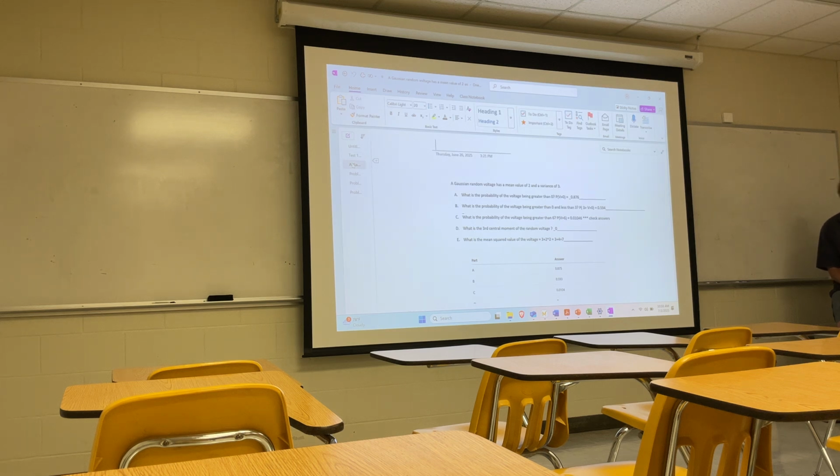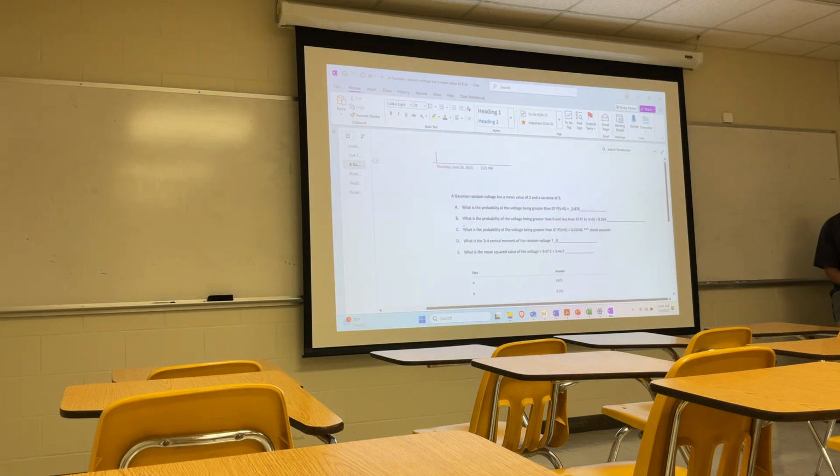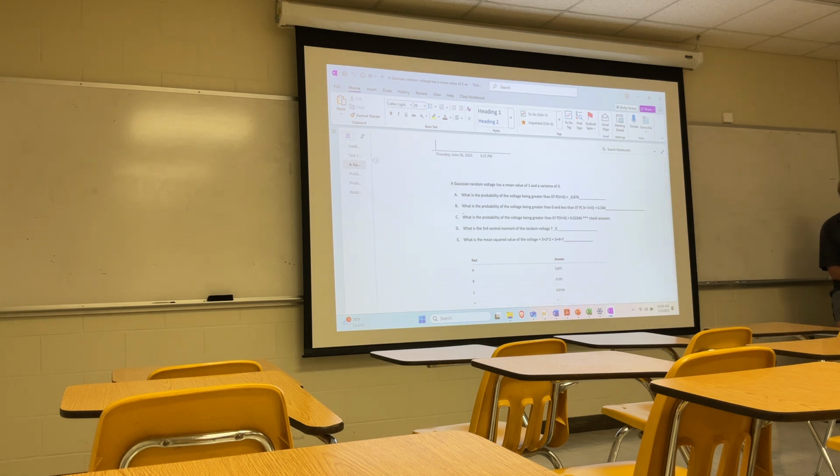What's the probability of the voltage? By the way, I think I put this, yeah, there it is. I put it in the math game. What is the probability of voltage being greater than 0 and less than 3? Now, you've already got the probability of being greater than 0, so the only thing you need to do is get the probability of being greater than 3 and subtract that off.